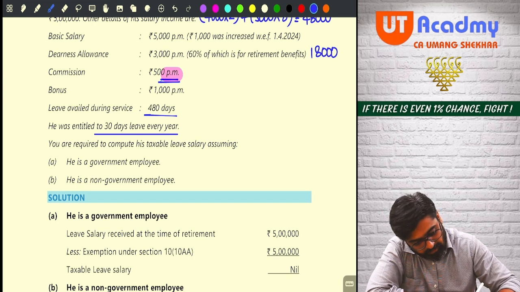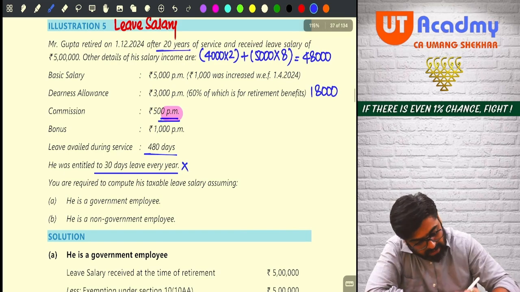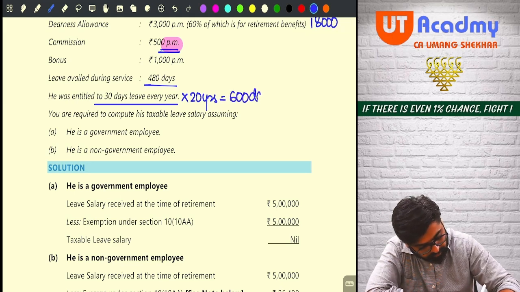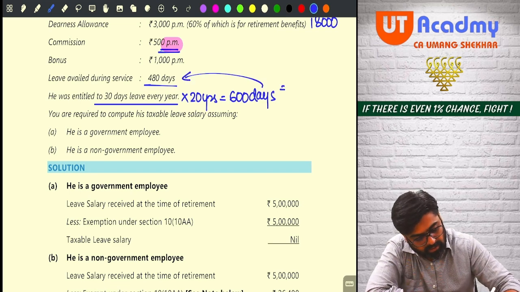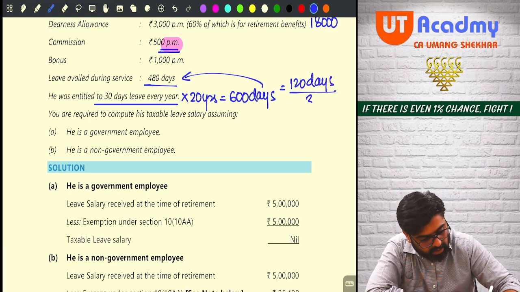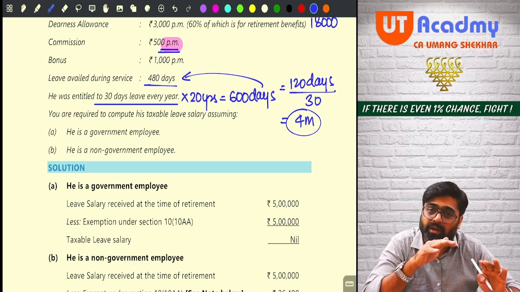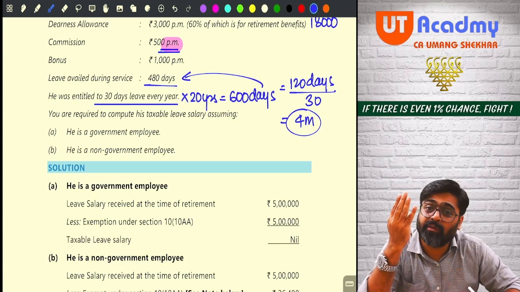So can I say for every year you are getting 30, so 20 years of service into 30, total was 600 days. And out of 600, when you reduce 480, you will get 120 days. Now divide it by 30. Can I say 4 months leave credit is there? This 4 months leave credit will be used for the purpose of exemption. And by the way, for these 4 months only, you are receiving leave salary also.